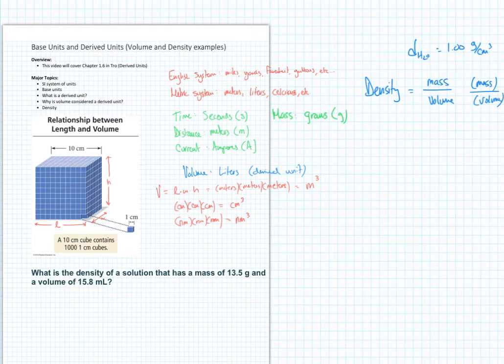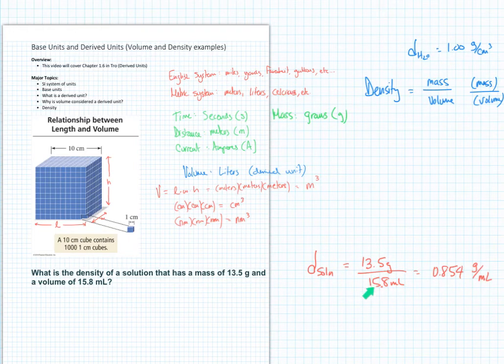We're going to do way more density problems as the semester goes, but let's take a look at this one. Density of a solution has a mass of 13.5 grams and a volume of 15.8 milliliters. So milliliters is a unit of volume, so that would be equal to 0.854 grams per milliliter. A couple things to point out here.